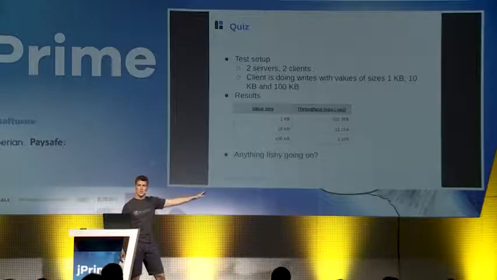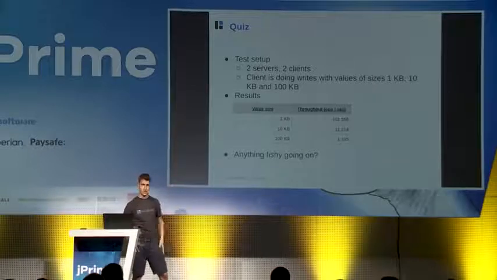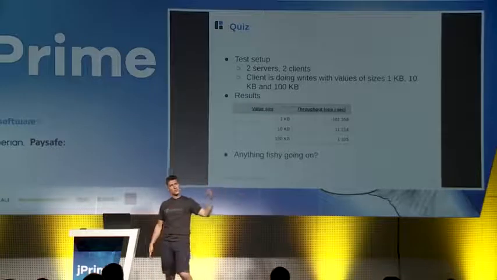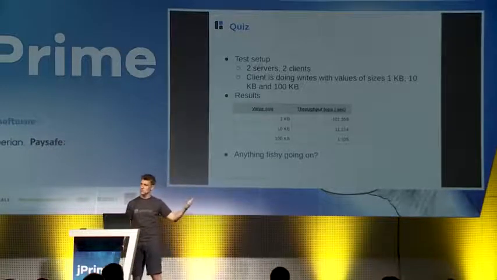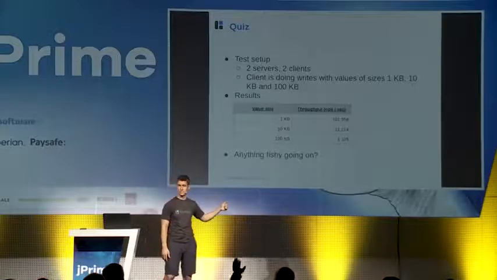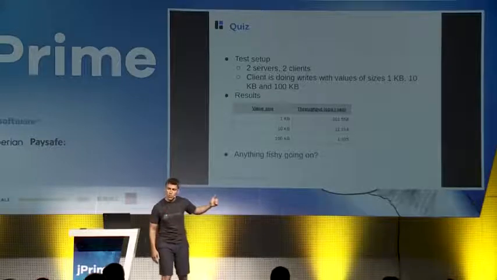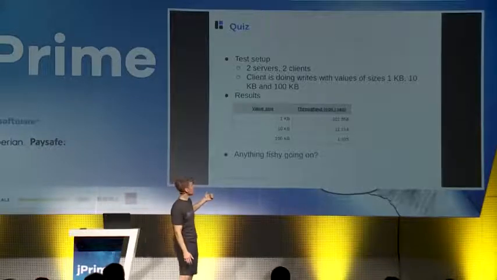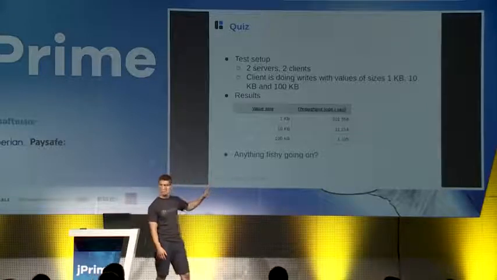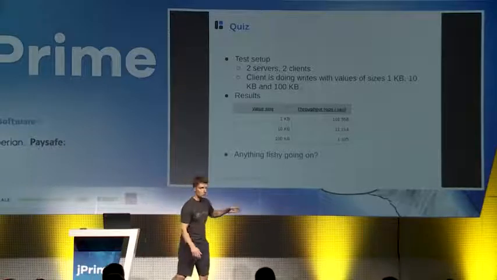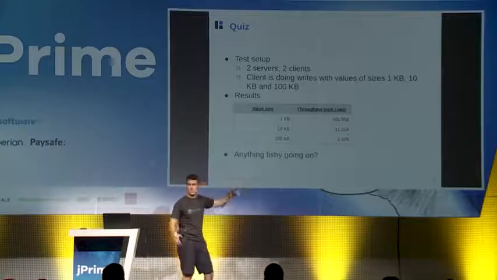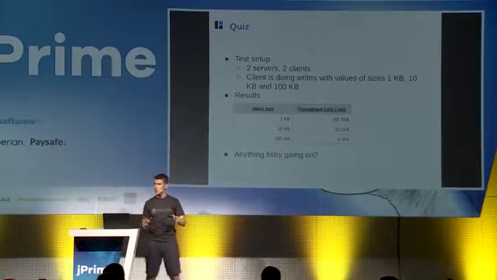So when you look at the results, this is a question for you. Do you see anything strange? Are those results correct? Any ideas what might be wrong with this? Sorry? Performance is dropping on 1 kilobyte. That might be, because you have 10 times larger value and you have 10 times lower throughput, it kind of makes sense, approximately.